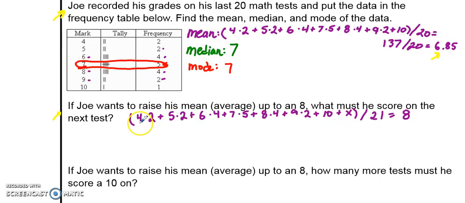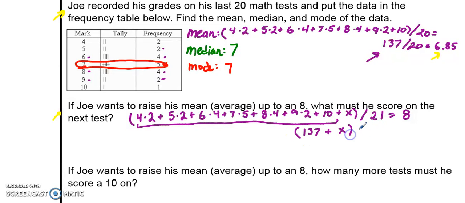Now this looks like a complicated equation, but it's actually not so bad. All of these numbers right here represent the number of points that Joe has gotten so far. So this 4 times 2 plus 5 times 2, we've already done all that. We already said from before that Joe got 137 points. So that all adds up to 137 points so far, plus x points, because again, we don't know what he's going to get in the next test, divided by 21 should equal 8.